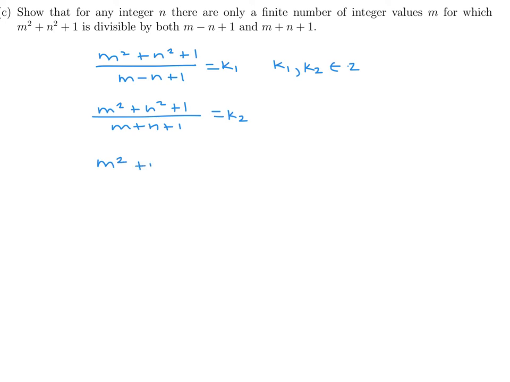If we rewrite this guy, we can rewrite it as follows: m minus n plus 1 times m plus n minus 1 plus 2 times n squared minus n plus 1. If you expand this, you'll find that it equals exactly that. Now, the purpose of doing that is we have to now show that this is divisible by, for example, this m minus n plus 1.